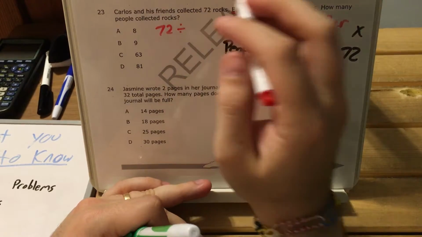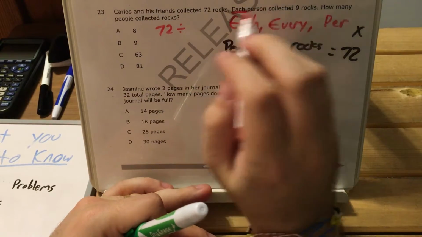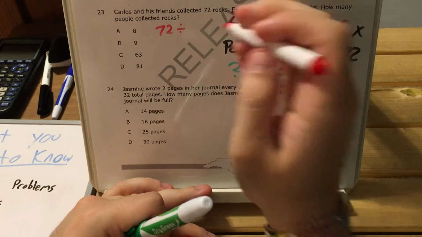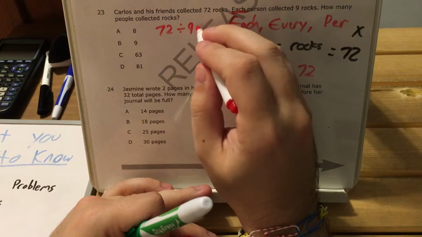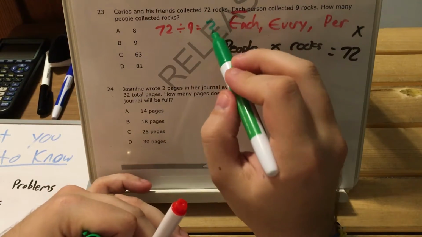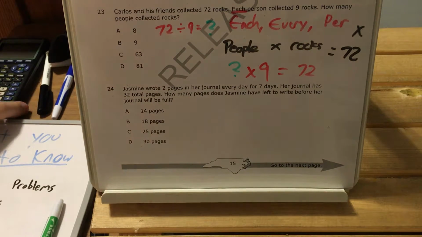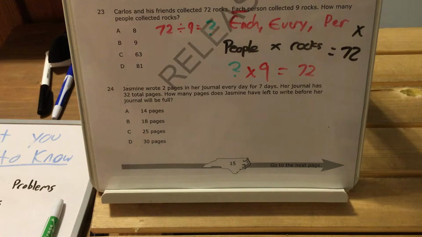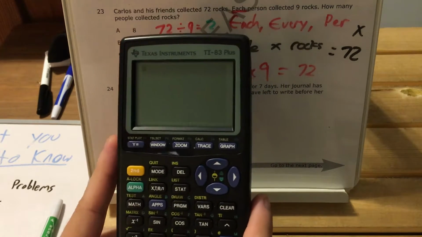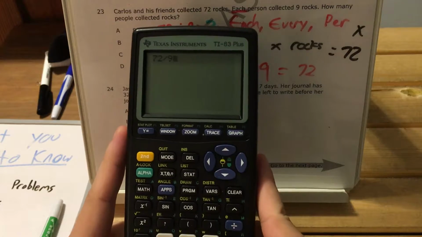I'll come over here and do this. I'll go left, which is opposite of what I usually like to do, but I know then that 72 divided by 9 equals that unknown number. And now that my unknown number is over here by itself, I can bring out my calculator and just say 72 divided by 9.